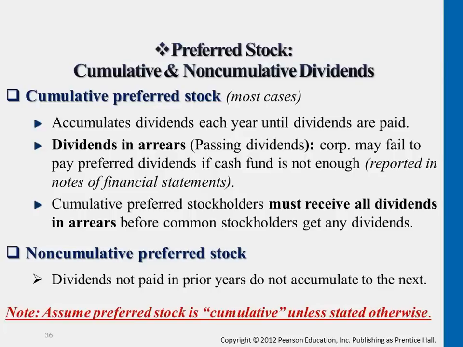Okay, now for all the problems, unless you see non-cumulative stated, you can just assume all the preferred shares are cumulative, meaning the dividends carry on. Okay, unless it specifies that it's not. Otherwise, usually the case is cumulative preferred shares.